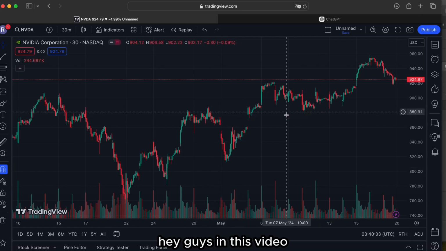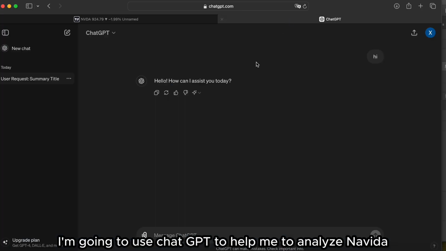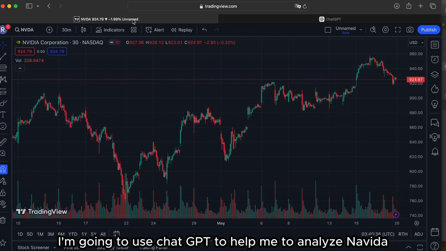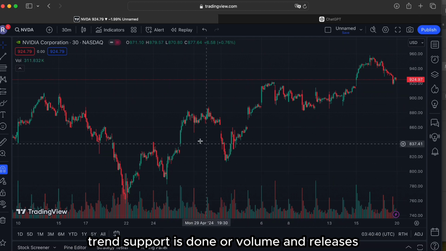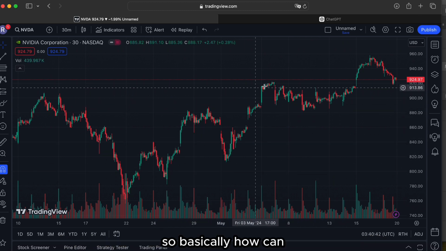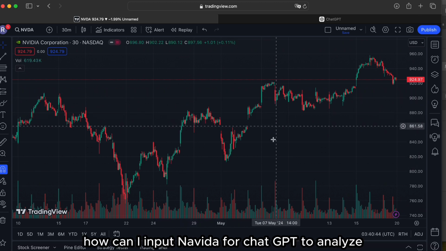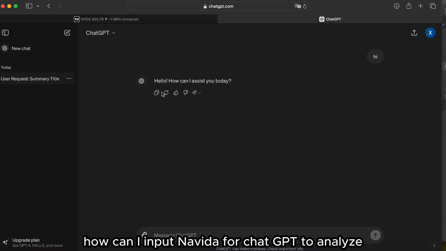Hey guys, in this video I'm going to use ChatGPT to help me analyze NVIDIA trend, support resistance, or volume analysis. So basically, how can I input NVIDIA for ChatGPT to analyze?